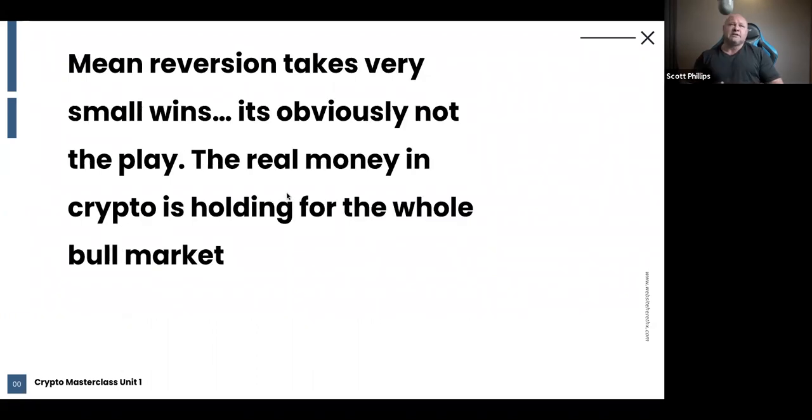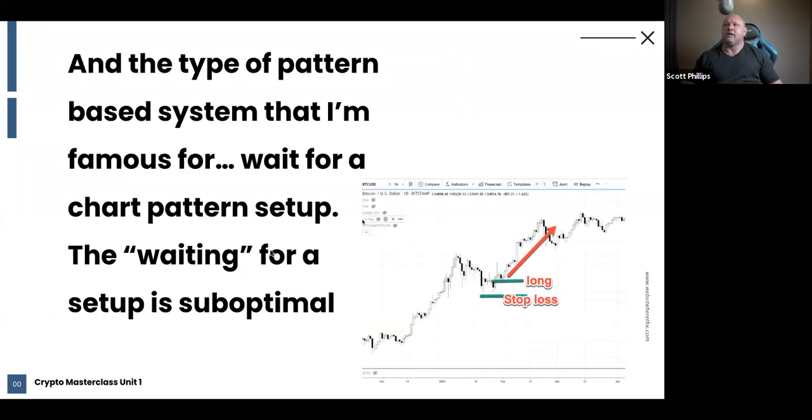So the next thing was mean reversion. Actually works quite well in crypto from the long side, but it takes very small wins. And that's not the play. Like, the play in crypto is holding a coin from $2 to $200. Like, that's the play. And the real money in crypto is holding for the whole bull market, not waiting for a pullback and jumping in. Eric, yes, I did test my Scalpius system on a long-only basis with longer bars and weekly charts.